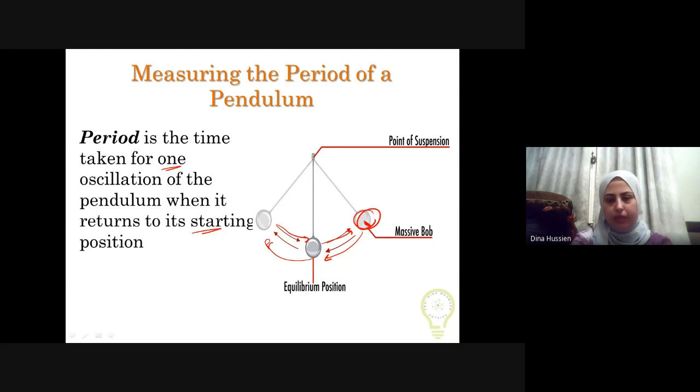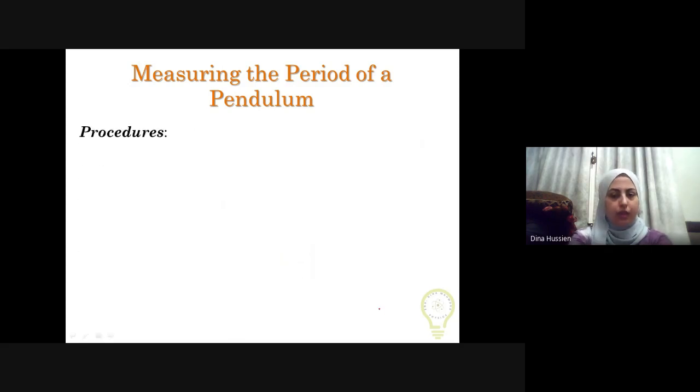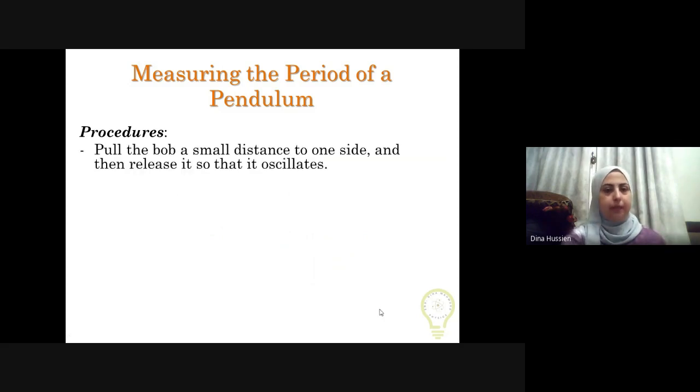Okay, thank you. So, how can we design an experiment? أول حاجة لازم نعملها نكتب لها procedures. إيه procedures؟ الsteps اللي بعملها. فإحنا هنقول إيه؟ الsteps بتاعتي بكتبها إزاي؟ فهقول pull the bob a small distance to one side and then release it so that it oscillates. يبقى أنا شديت وسبته فابتدى يعمل إيه؟ Oscillations.